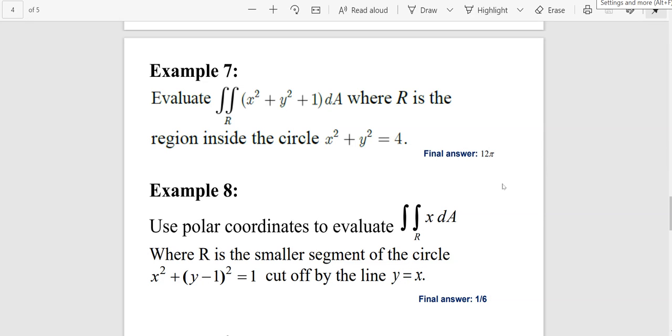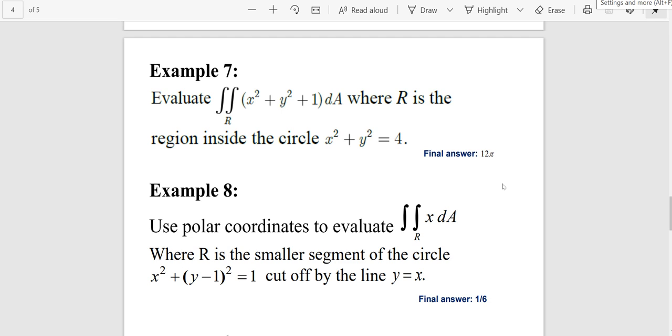Okay, so in this video, I will show you how to answer a sample question on double integral for polar coordinates. I have explained the basic concept of double integral for polar coordinates in the previous video. So let's take a look at example 7.